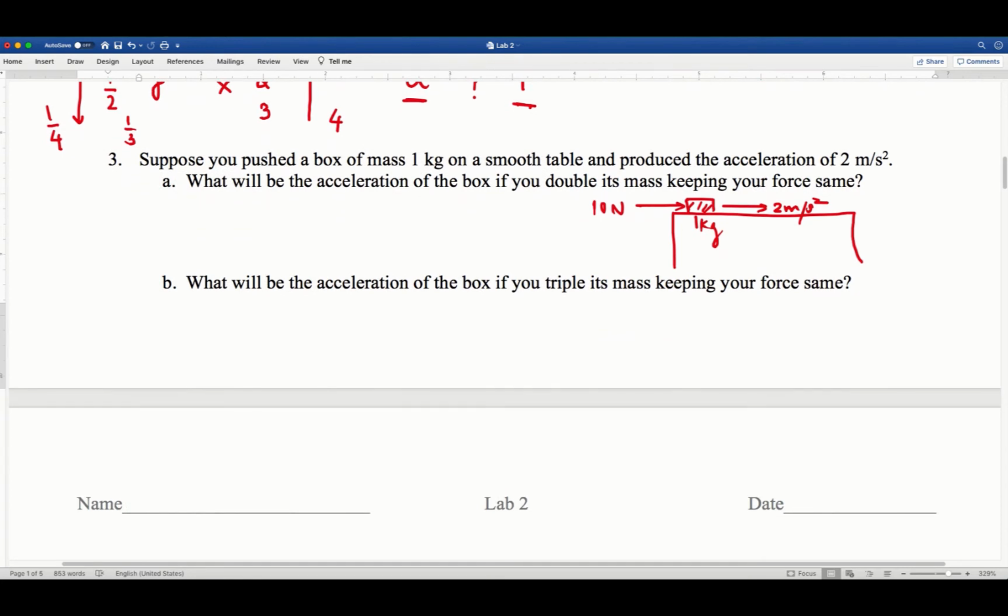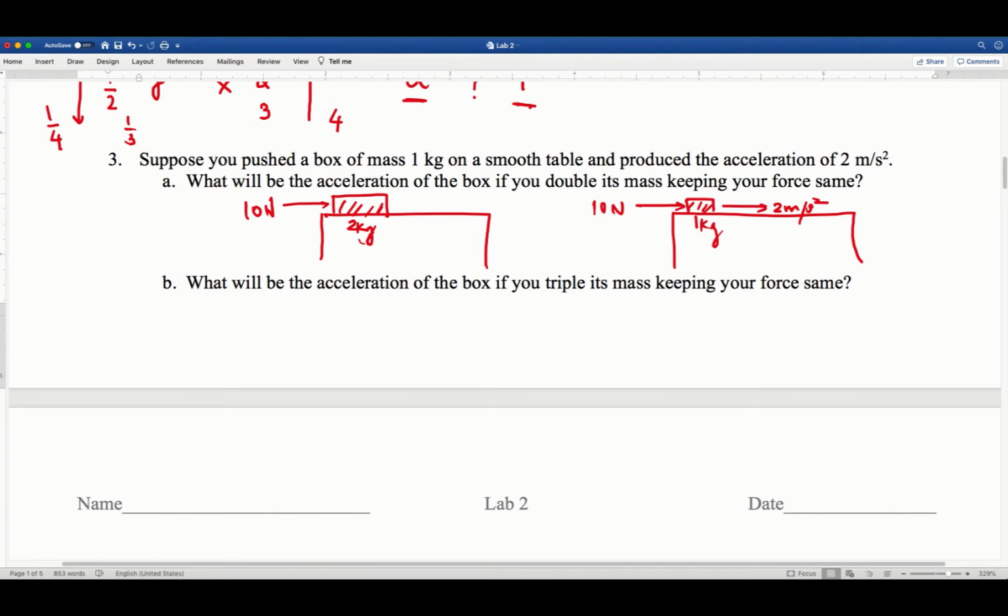Now let's say you double the mass. So you have now a 2 kilogram object, but you keep the force constant. So you do not change the force. So this time you keep the force constant.